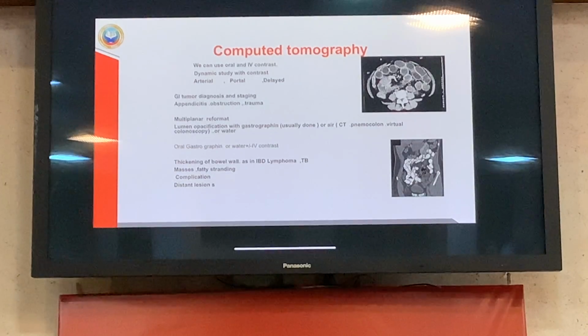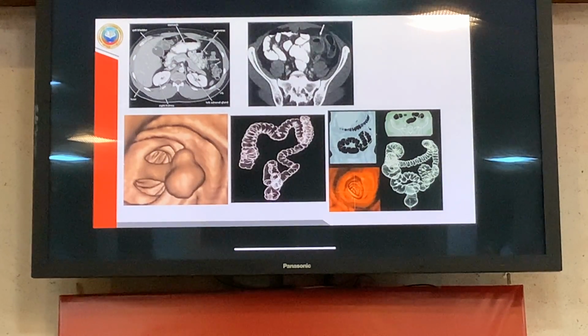What is the role of computed tomography? We can use both oral and intravenous contrast media, in the arterial, portal, and delayed phases, for GIT tumor diagnosis and staging, and sometimes for appendicitis, obstruction, and trauma. It gives multi-format images, and we can use oral gastrografin. The benefit is to show thickening of the bowel loops, as in inflammatory bowel disease, lymphoma, TB, masses, fatty stranding, complications, and distant lesions. This is all over the barium side.